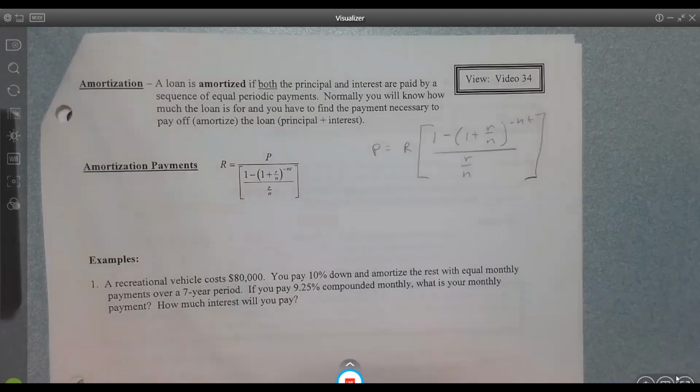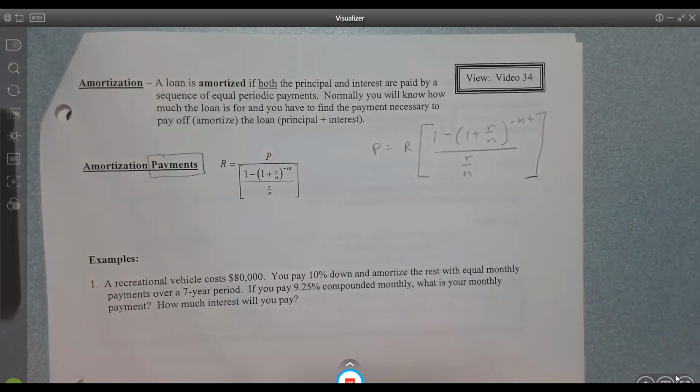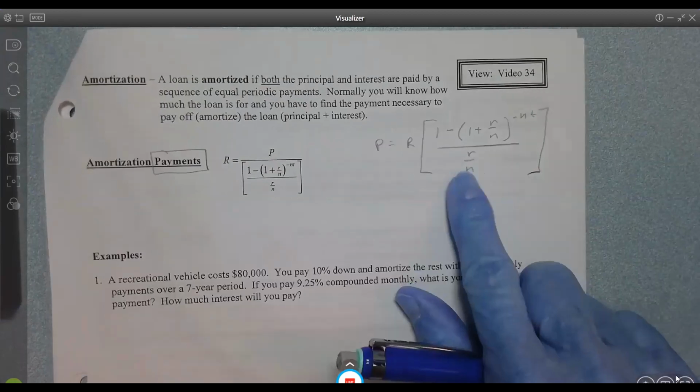I'm just looking for, in particular, payments. Is that okay? Now, the way you're going to have to go about doing this on the calculator is the exact same way if I use this formula. So let me look at number 1.